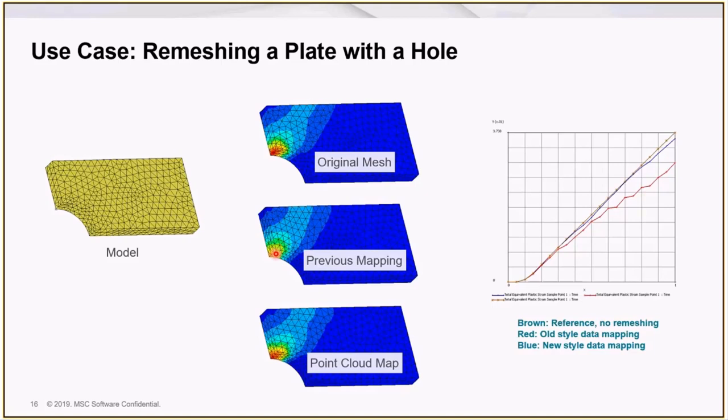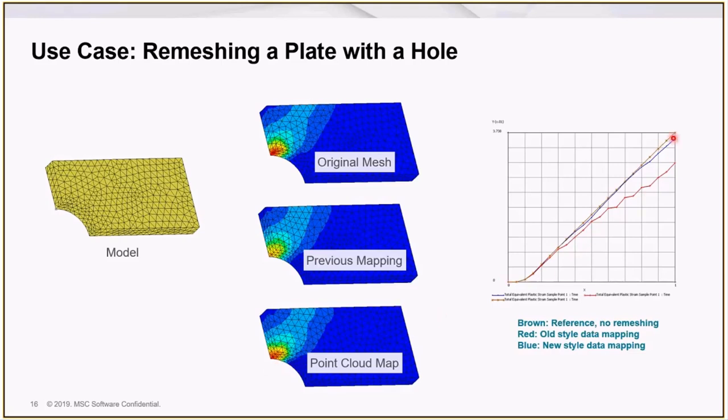With the previous mapping, this was our biggest concern: you do have the risk of losing that high peak because of the way we calculated before. And with the new point cloud mapping, this is our new functionality down here at the bottom, we retain that large gradient, and we get some really good results.